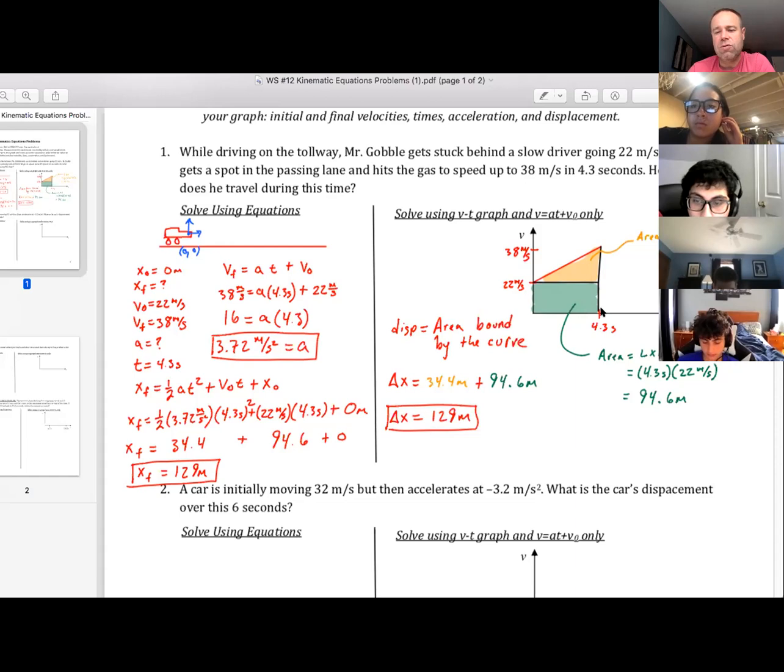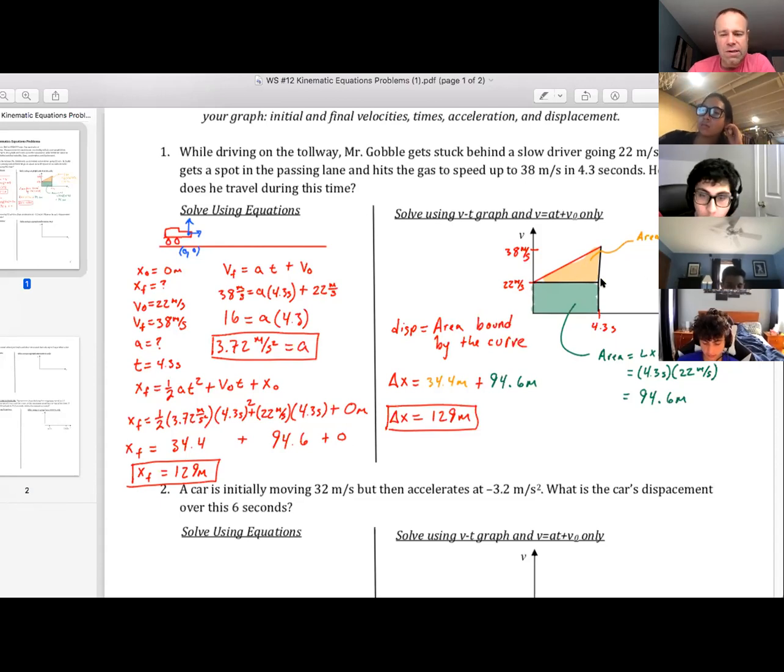So I split this into 2 shapes, a rectangle and a triangle. The triangle area we know is 1/2 base times height. The base is from here to here, which is 4.3 seconds, and the height is from here to here, which is 16 meters per second. And then we multiply it out, and we find that the area of the triangle is 34.4 meters.